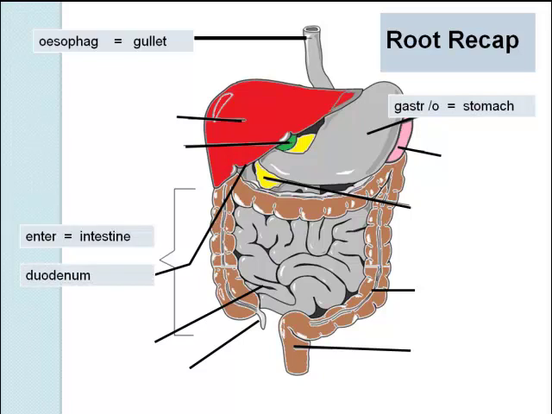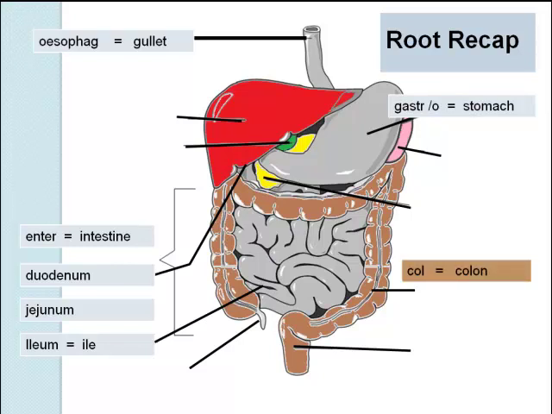The stomach leads into the intestines, and the root word for intestines, enter. And the different parts of the small intestine include the duodenum, the jejunum, and the ileum. The root word for ileum is just ili. So you can have an ileostomy. The colon is your large bowel. Col is the root word for colon.